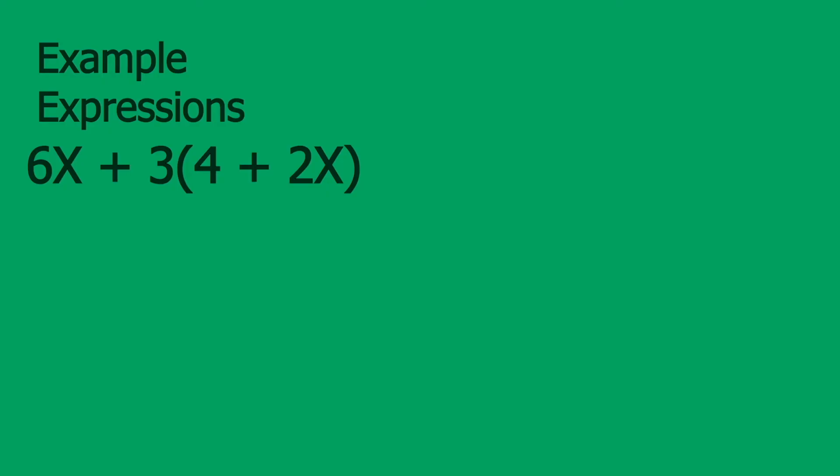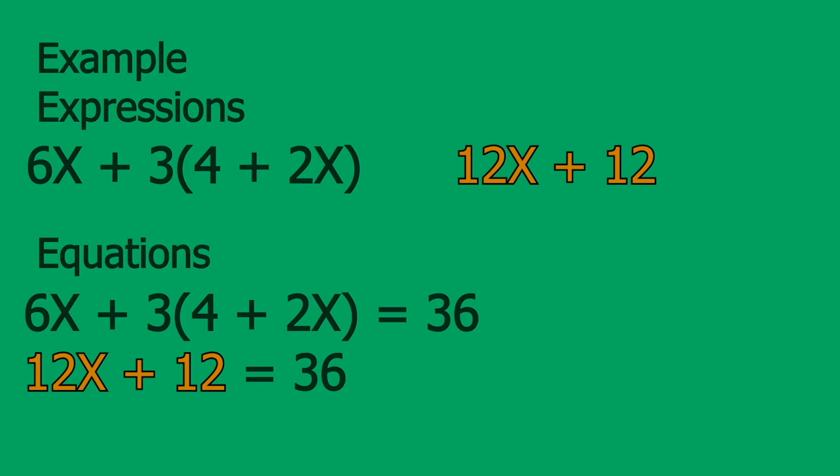So the same with this example. Here on this side, we have 6x + 3 times (4 + 2x). This is an expression. There's no equal sign. And remember, this is just from a previous example. The end result is just 12x + 12. Now, if I change it up, I use that same expression, except I set it equal to 36. Now it's different. Once again, we know that the simplified version is just going to be 12x + 12. But now it's going to be equal to 36.